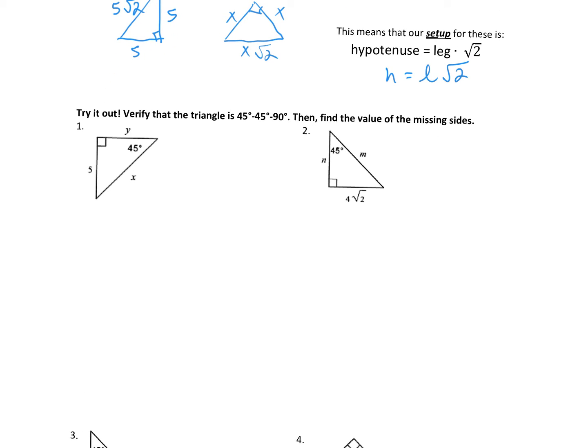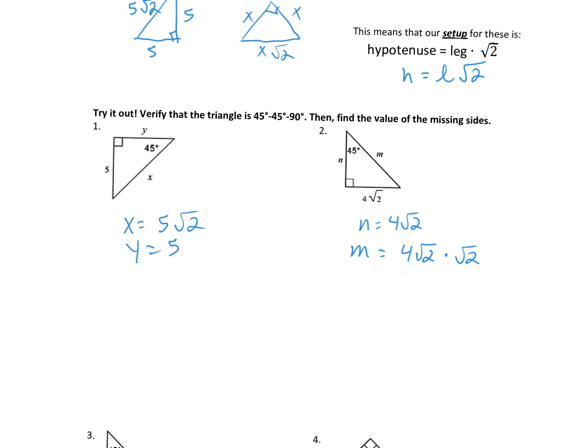Let's try this out. So this is a 45. I got x. This is 5. X should then equal 5 root 2. Y, being a leg, should equal 5. These are simple. N, 45. The m is the hypotenuse. N equals 4 root 2. However, now m equals 4 root 2 times root 2. Root 2 times root 2 is the same thing as saying 4 times 2, so m then equals 8.